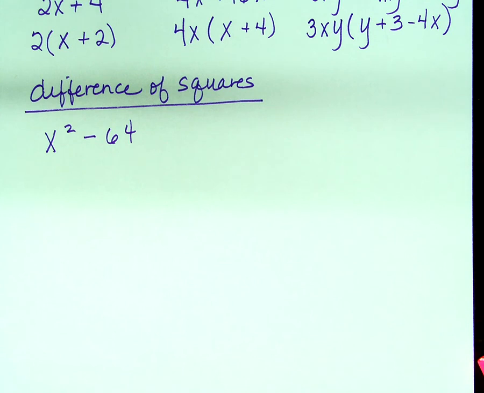X squared minus 64 is the difference of squares. Do you recognize it as the difference of squares? Like if I just gave you this problem, could you tell me, oh, that's the difference of squares? Well, is there a subtraction sign between the two terms? Is x squared a squared term? That seems a little silly to ask because it literally says x squared, right? And then what about 64? Yes? Okay.